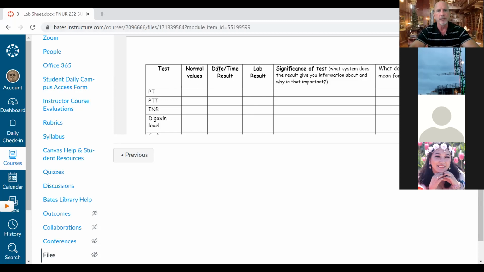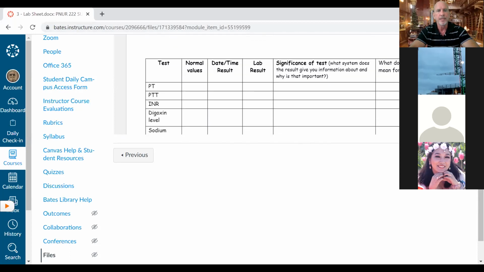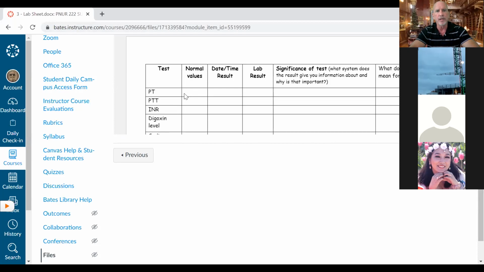We've changed it so that you now use a separate sheet for each set of labs a patient has done. But basically, it's pretty simple. I'm going to move my box over here out of the way so you can see this. We have a list of the more common tests and some of the less common tests on this sheet. You're going to fill out what the normal values for that lab are. You will then put the date and time of the patient's lab, the patient's result, and what is the significance of that test?